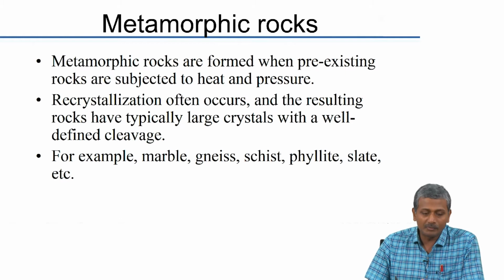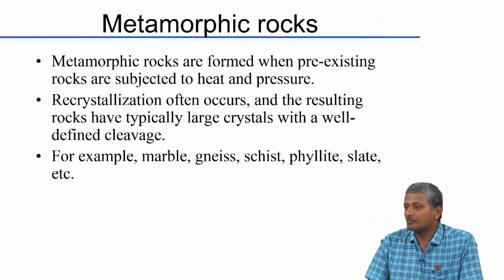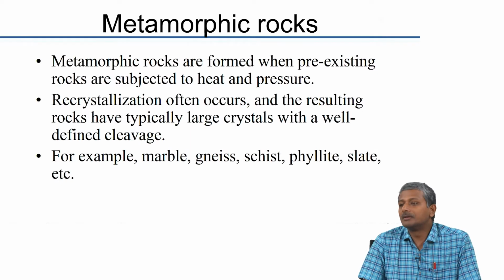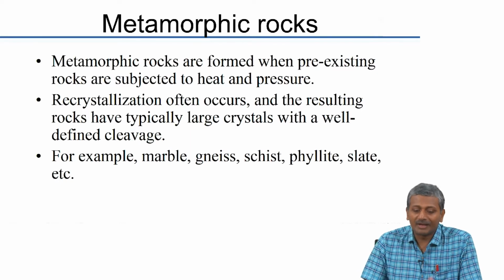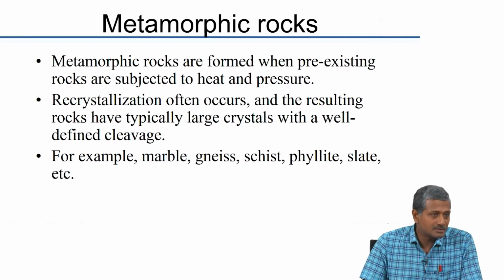Okay? So, examples of metamorphic rocks are marble, which is the metamorphosed form of what? It is limestone, basically limestone which gets metamorphosed to marble. You have gneiss, which is from granite, right?